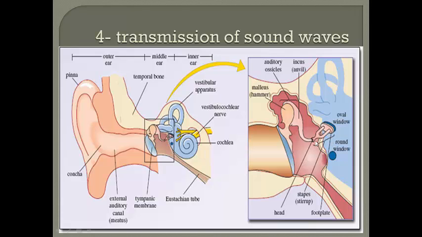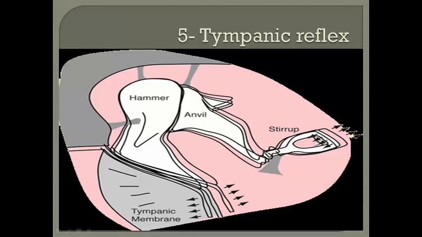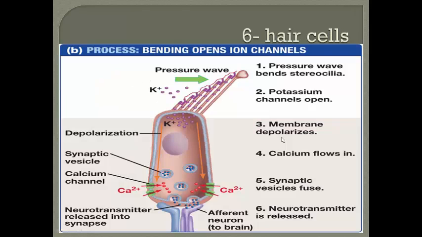As you see, this movement in and out is called a stirrup movement, like opening and closing a door. This opening and closing of the door will result in a vibration transmitted in the endolymph.